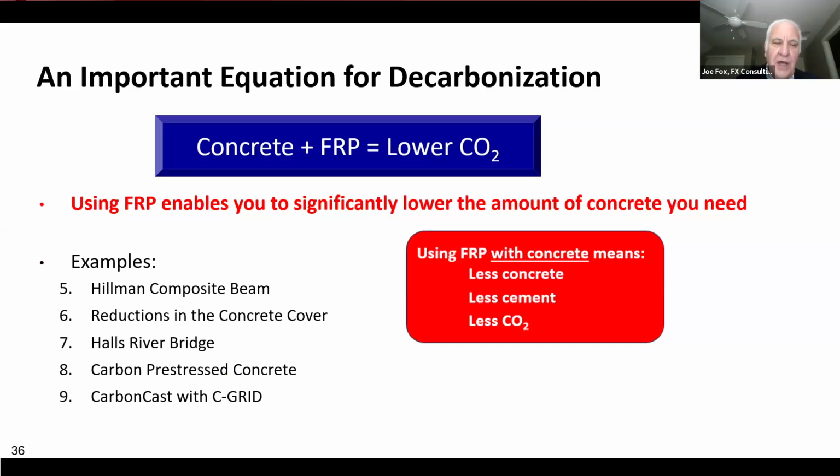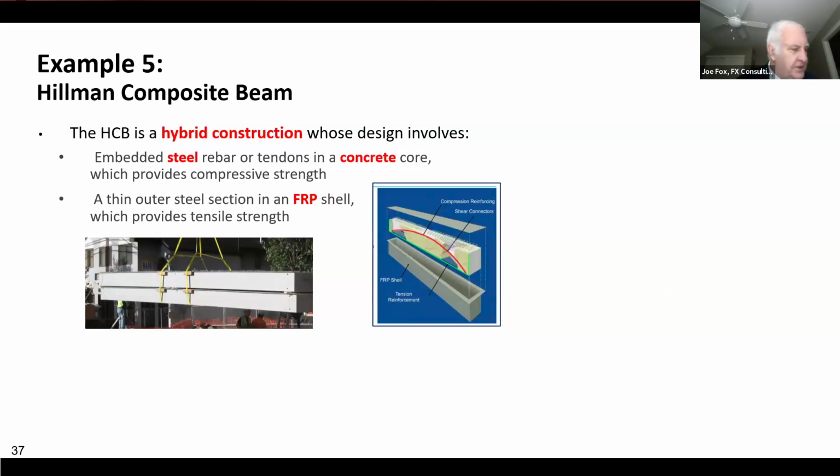And I'm going to show you now that with 5 more examples during the remainder of my talk. Let's begin with the Hillman composite beam. This is a picture of the Hillman composite beam. This is a cartoon. I'll use the cartoon to explain it.